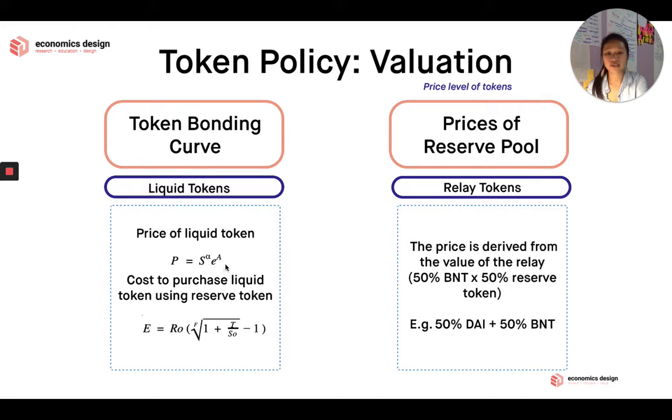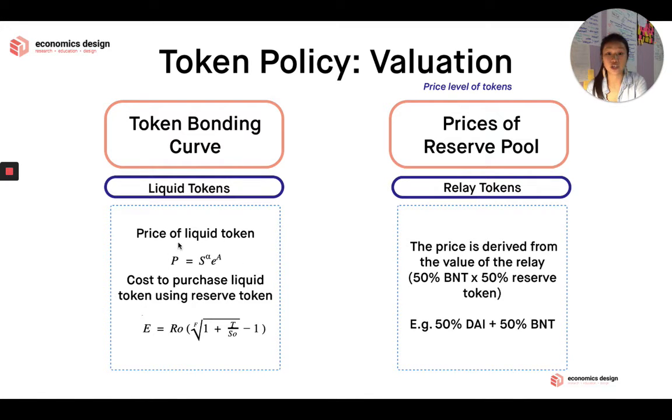So basically, E to the power of A is just a constant, and we're really focusing on how price is a function of supply, and alpha is a function of the reserve ratio. So this formula, we've explained it. I explained the formula in the token economics paper of Bangkok. So this is the price that we're talking about.